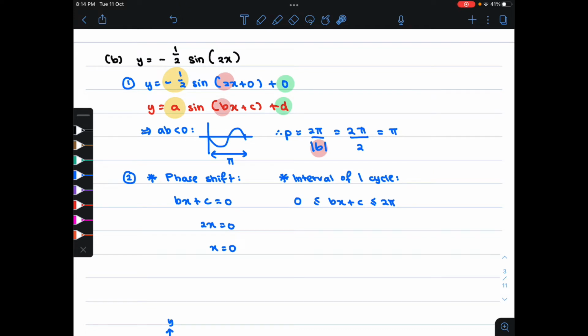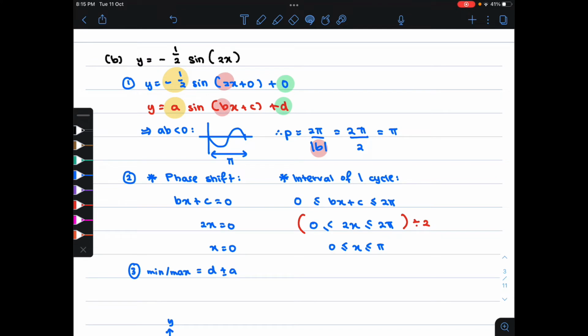And next, you also need to find the interval of one cycle. So just solve this inequality. And you know that bx plus c is just 2x. So this means that in order to get x from the middle part, we need to divide everything by 2. So we'll be left with 0 less or equal to x less or equal to pi.